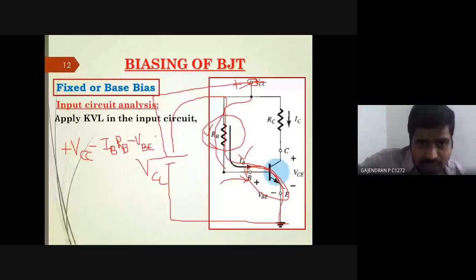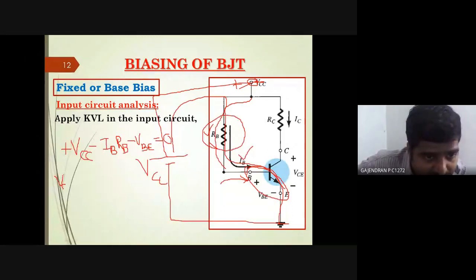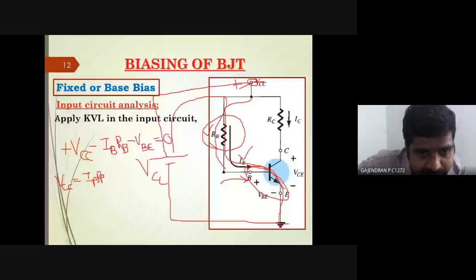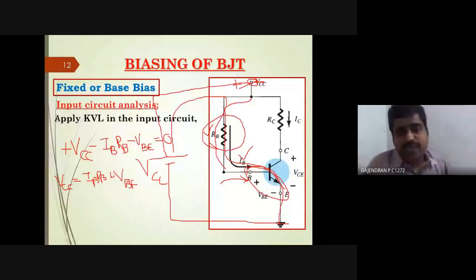The algebraic sum of potential rise and drop equal to 0 I can write, or else the sum of potential rise is equal to the sum of potential drops. In these two ways you can write the KVL equation in the input circuit.